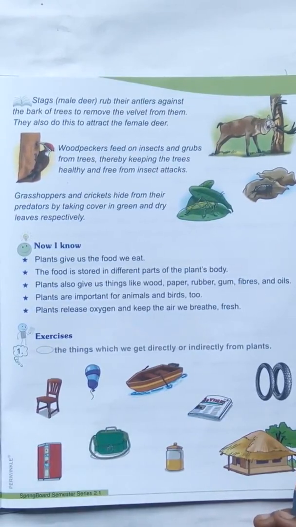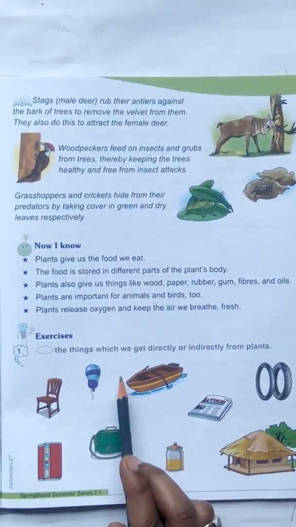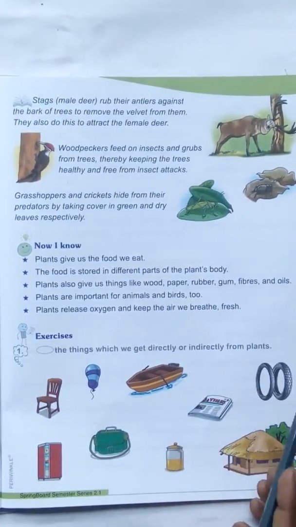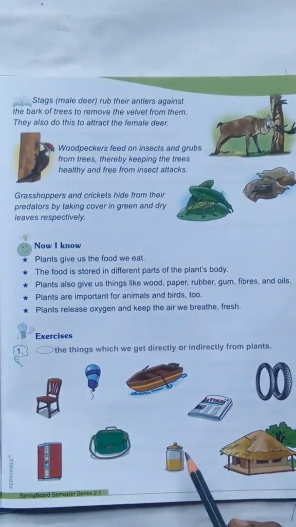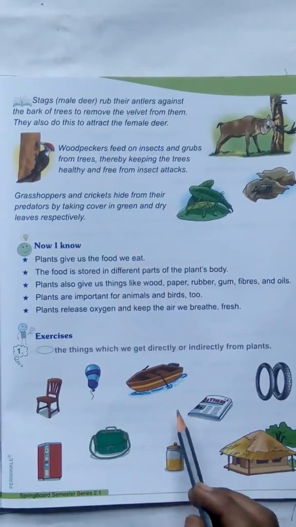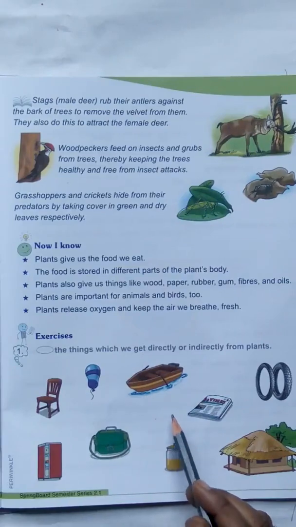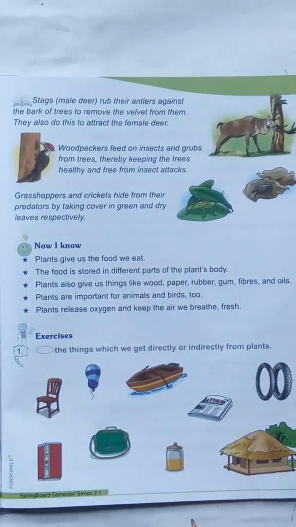Okay, children. See here, one activity is there. Circle the things which we get directly or indirectly from plants. This is for your homework. Do this one at home.